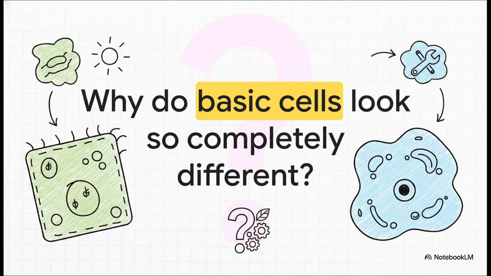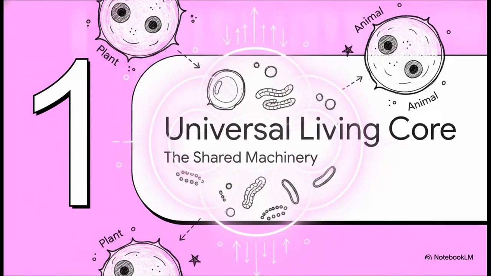We need to stop asking what random parts this cell has and start asking what kind of life this cell is actually built to support. Because at the end of the day, it's all about how these incredible little structures solve real-world problems. Part 1. The Universal Living Core.